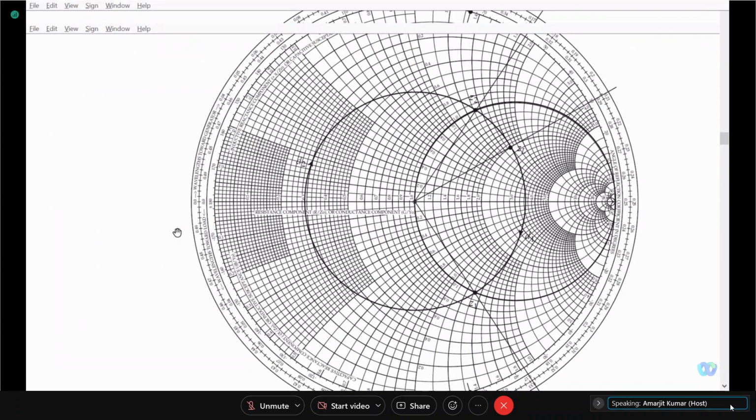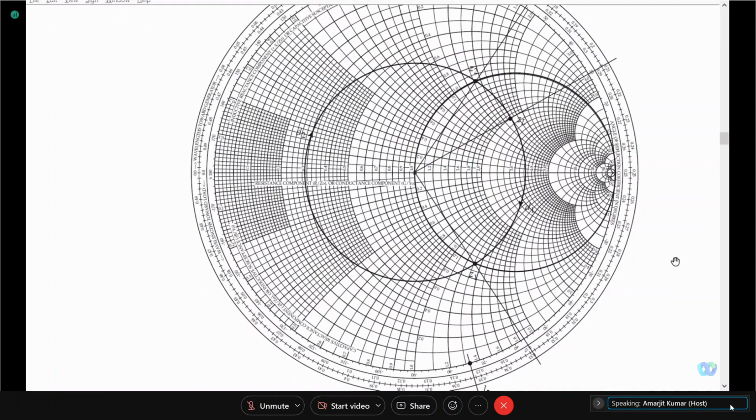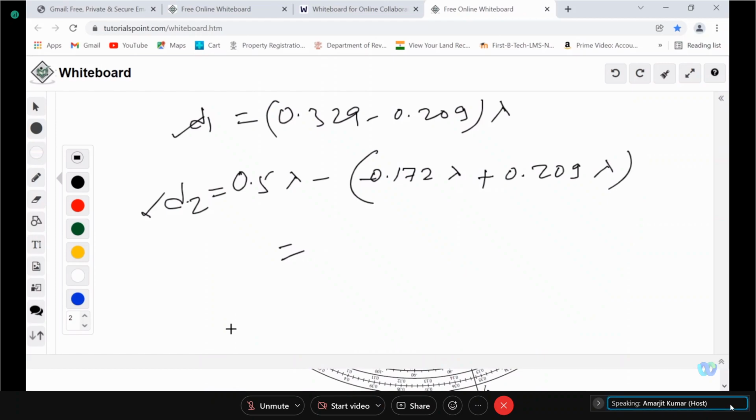Okay, so next we have to calculate L1 and L2. For that you have to find Z1 and Z2. So what is Z1 and Z2? First concentrate on Z1. So Z1 is equal to 1 minus J 1.32 we can take, or 1.33, your wish. So 1 minus J 1.34. So Z1 is equal to 1 minus J 1.34.